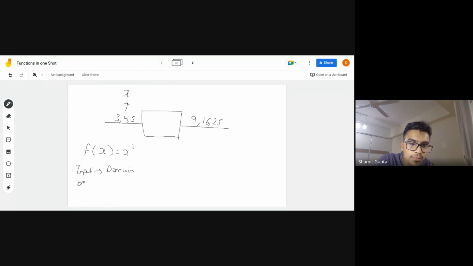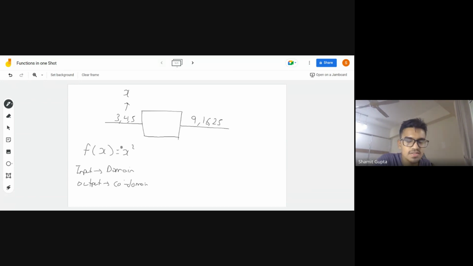Okay, and this output is given a name called codomain. Many of you who are learning this for the first time, there's no problem. But if you are revising, you'll be like, huh, I thought output was called range. No, the output is not range. The output is codomain. Then you'll be wondering, what is range? Range is the highest and lowest value of codomain.